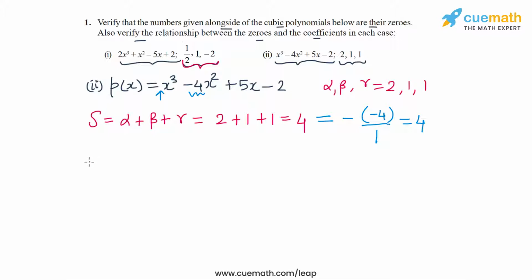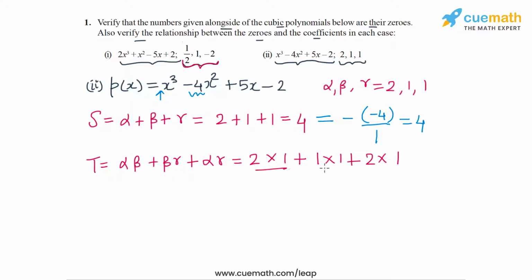Now let's find the sum of the zeros taken 2 at a time. So this is equal to alpha beta plus beta gamma plus alpha gamma. So this will be equal to 2 into 1 plus beta gamma will be 1 into 1 plus alpha gamma will be 2 into 1 again. So this is equal to 2 plus 1 plus 2, so that's 5. So from the zeros themselves, the sum of the zeros taken 2 at a time is 5, and from the coefficients this should be equal to the coefficient of x, that's 5, by the coefficient of x cube, that is 1, so this is 5 again. So the sum of the zeros taken 2 at a time also matches.